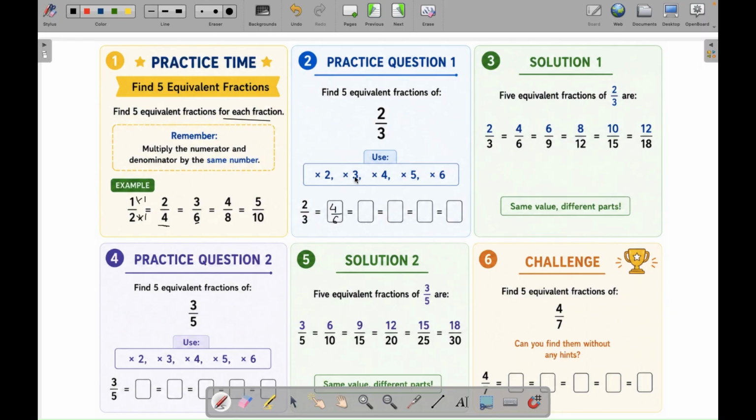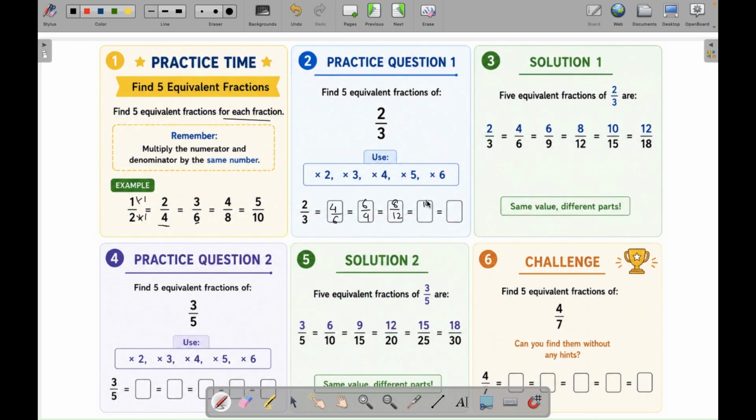To find the second one, I'll multiply both of them by 3. So 2 3s are 6 and 3 3s are 9. To find the next, I'll multiply by 4, so 2 4s are 8 and 3 4s are 12. So 8 upon 12. This is the third. To find the fourth, I'll have to multiply both of them by 5. So 2 times 5 and 3 times 5.